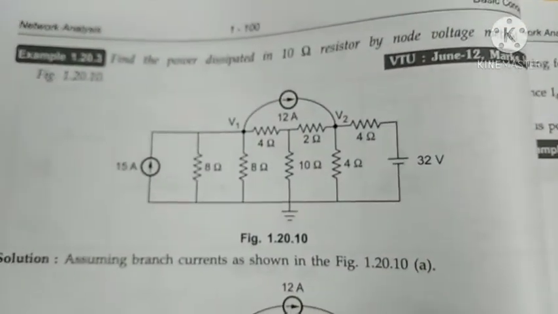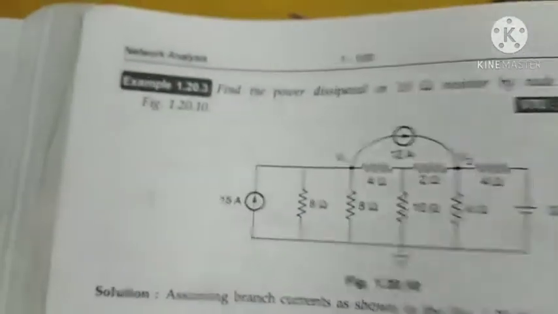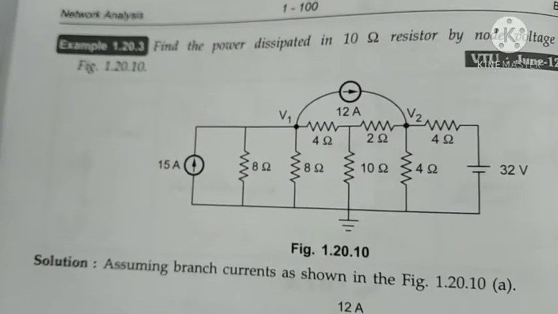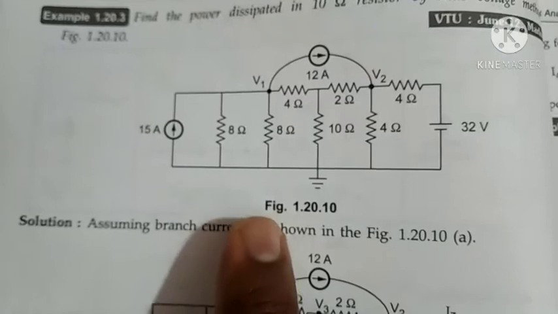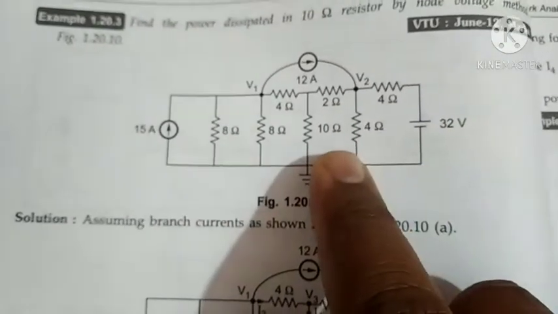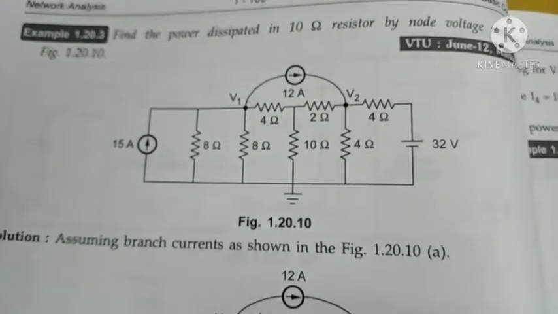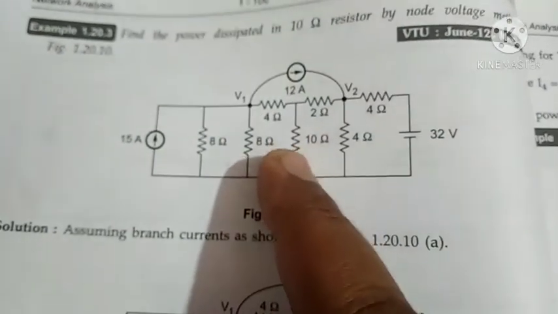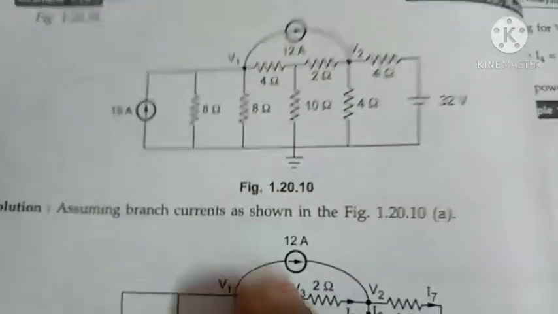Find the power dissipated in 10 ohm resistor by node voltage method. Okay, so they have given a circuit and they are asking us to calculate the power dissipated through this 10 ohm resistance. So in order to calculate this, first we have to find the current through this one. Once we know the current, we can calculate the power by using I square into R.